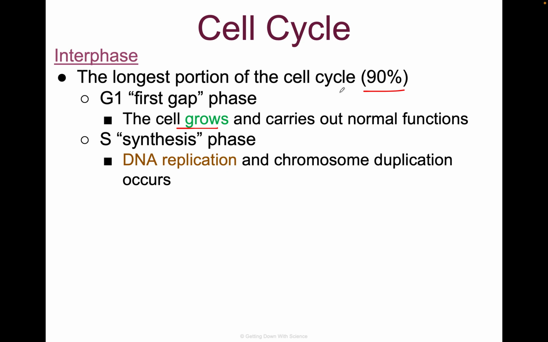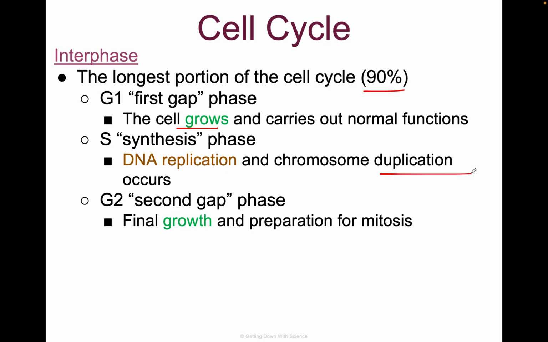We're going to get into this again in the next unit. It's a fascinating process. So DNA will replicate and chromosome duplication occurs. So again, we're trying to make 2 of everything. The G2, we call that the second gap phase. This is the final growth and preparation for mitosis.